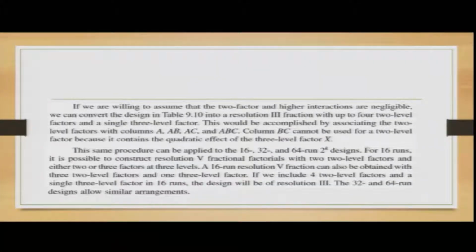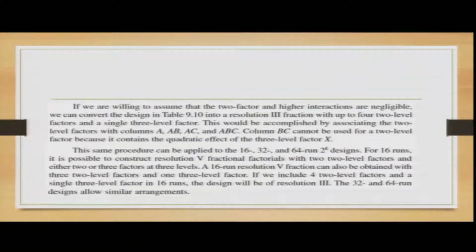If you are willing to assume that the two-factor and higher interactions are negligible, we can convert the design in 9.10 into a resolution 3 fraction with up to 4 two-level factors and a single 3-level factor. This would be accomplished by associating the 2-level factors with 4 columns, which are basically A, AB, AC, and ABC. The column BC cannot be used for a 2-level factor because it contains the quadratic effect of the 3-level factor, which is coming from x.